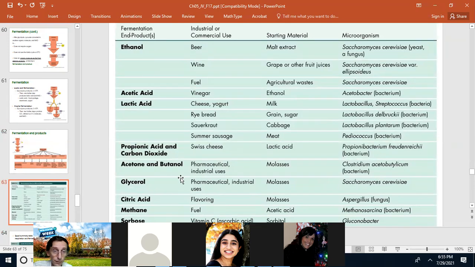Most of the fermented food that you eat is made using lactic acid fermentation, which is also the fermentation your muscle cells can engage in. The only exception that I'm aware of is Swiss cheese, a fermented food that does not use lactic acid fermentation. All right, any other questions?